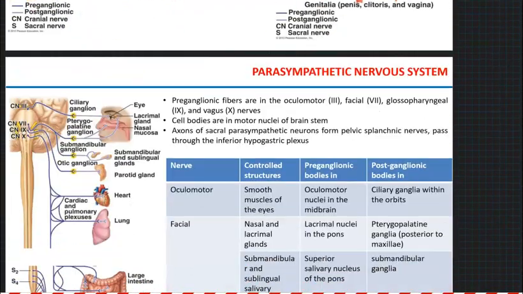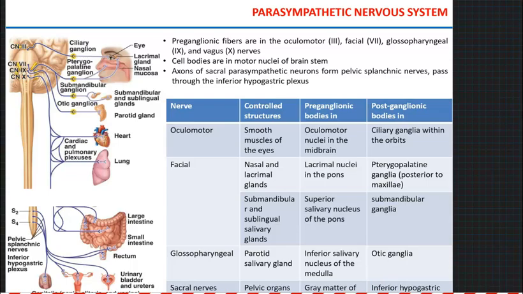I hope. So now let's talk in more detail about the parasympathetic system. Just like I did with cranial nerves and spinal nerves, I'm going to be highlighting specific information that I can ask you. If something is not highlighted, consider it FYI, not for the exam, okay? So, cranial nerves. Preganglionic fibers can be found in the oculomotor, facial, glossopharyngeal, and vagus cranial nerves.